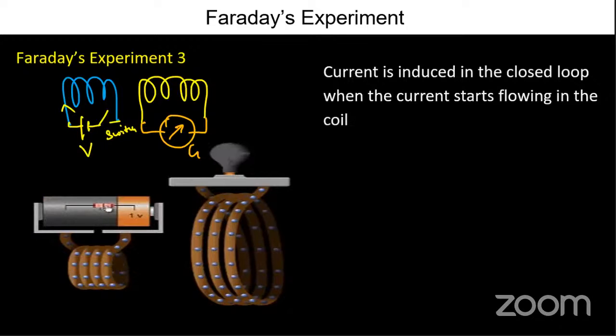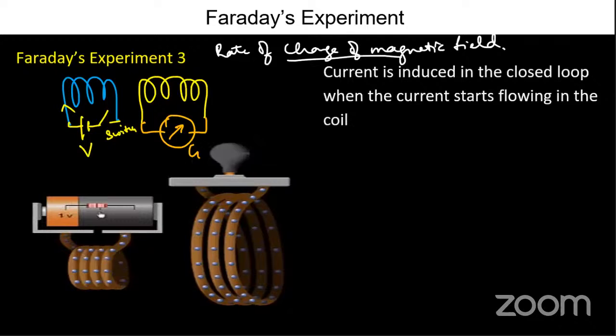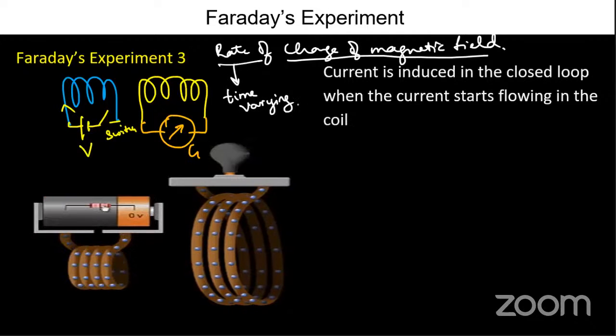So what did Faraday say? The rate of change of magnetic field. Please note this statement, it is very important. He said change of magnetic field is required. Time varying rate means, wherever you find the word rate, it means just time varying. It varies with time. Rate simply means time varying.